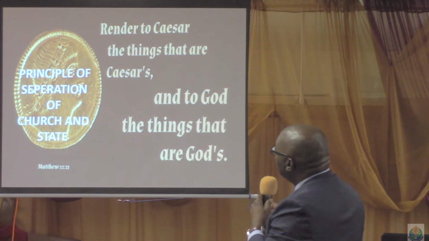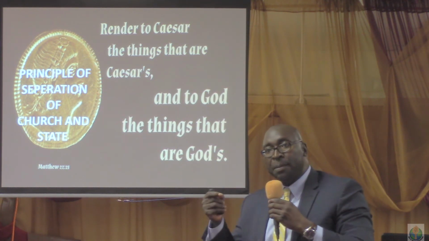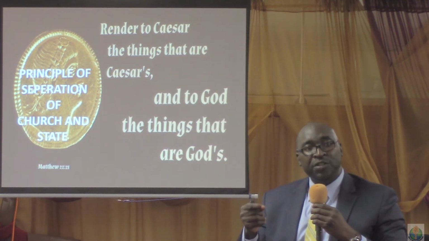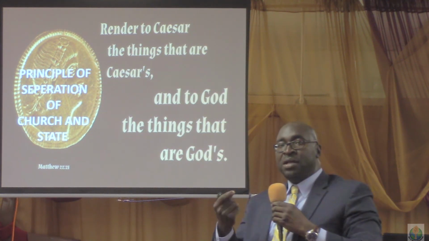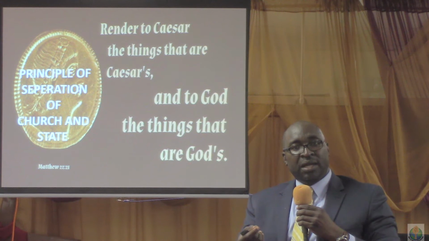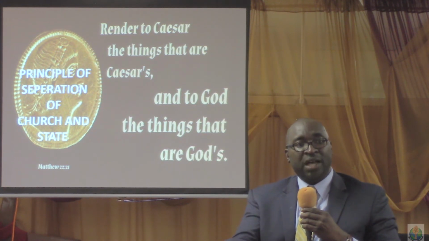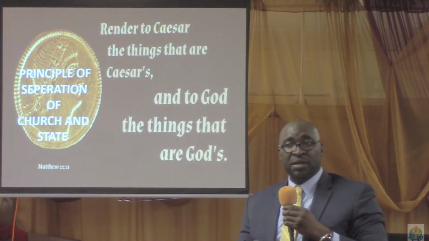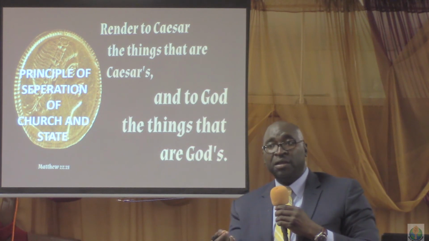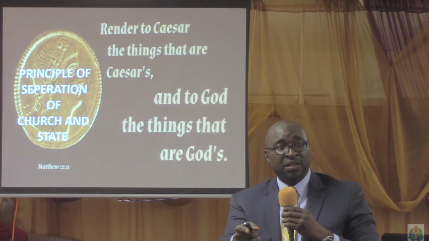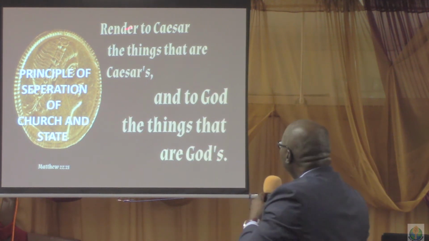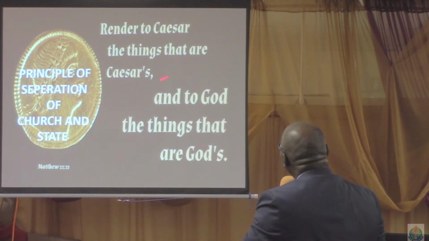Now, Jesus Christ in Matthew 22:21 gave a very important biblical principle. They came to him and gave him a coin, and they said, must we pay tax to Caesar? Remember the discussion? Christ said, let me see one of your coins. Whose head is this? Whose picture is this? They say Caesar. And he says what? Render to Caesar the things that are Caesar's, and to God the things that are God's.